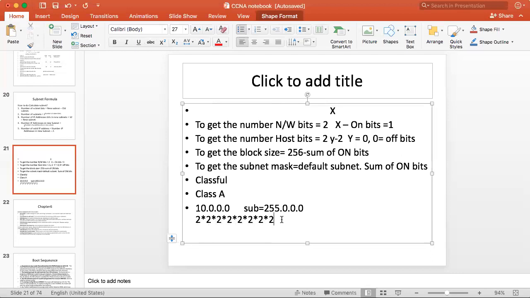So 2 raised to 8 equals... no, this cannot be right. So basically what you will get here is 256. Yes, I got 256. So the number of networks will be 256, meaning these are the total number of networks.